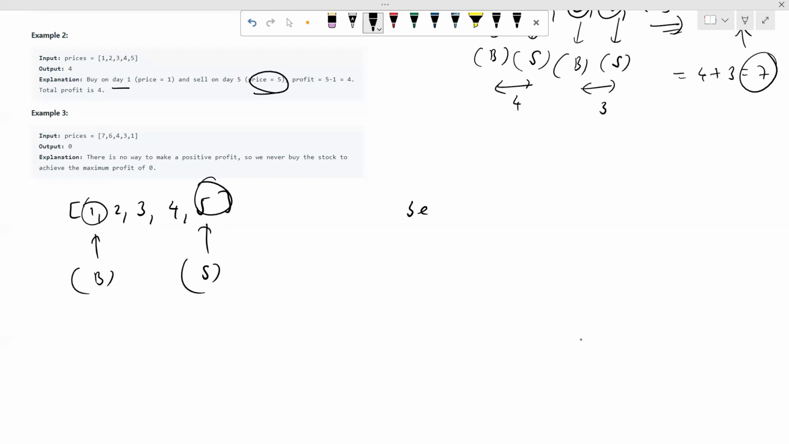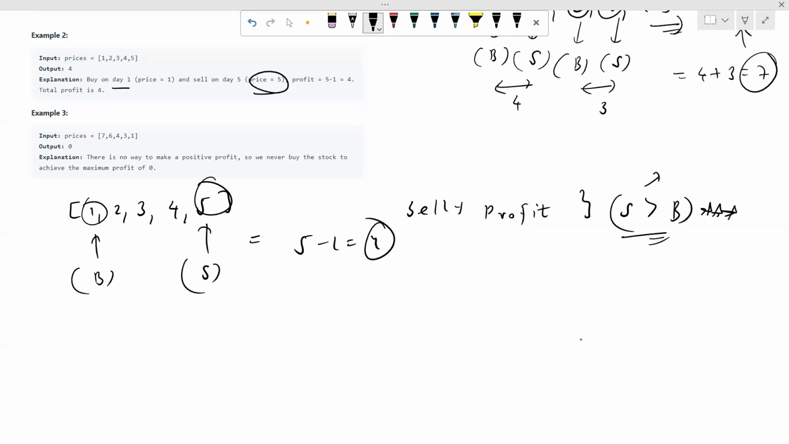We need to sell when there is profit. Whenever there is a profit, it means our selling price is greater than the buying price. Then we can only make our profit, right? This is the required condition. So its profit will be equal to 5 minus 1 equal to 4, right? So now let's try to visualize this thing, like how we are buying the stock, how we are selling the stock. Now let's jump into the approach, like how we are going to solve this problem.